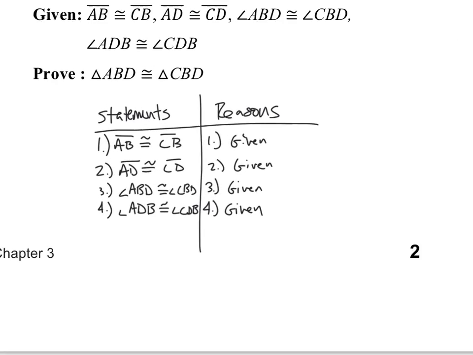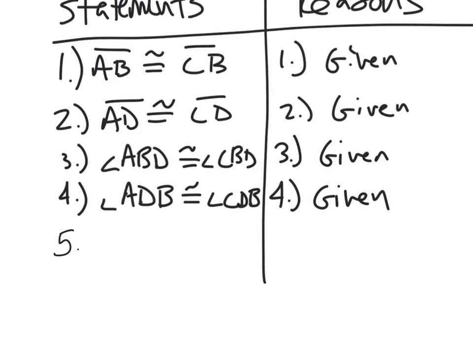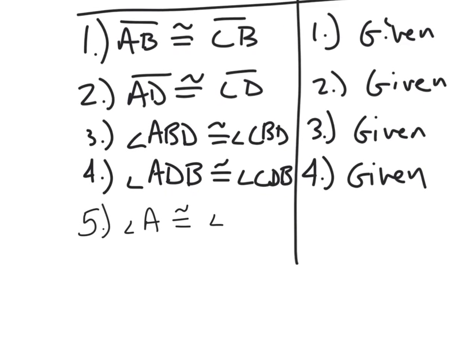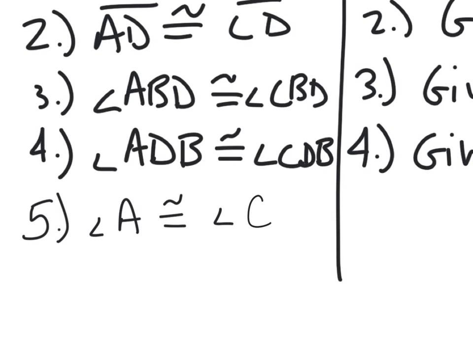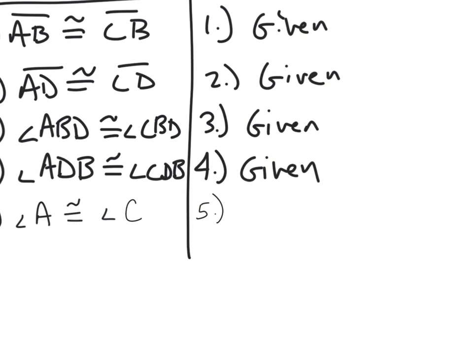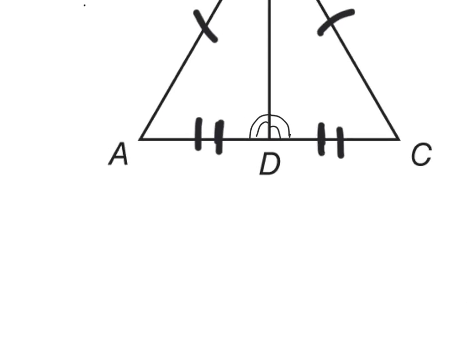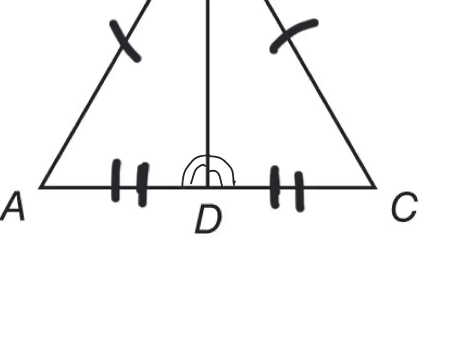I'm going to write that in statement 5. I'm going to write that angle A is congruent to angle, and I think that was C. Hold on, I have to go back and check. Angle C, yeah. So angle A is congruent to angle C. The reason I can write that is the third angles theorem. Because of the third angles theorem, I can say that angle A is congruent to angle C. I'm going to label that with 3 tick marks. So 1, 2, 3, 1, 2, 3.